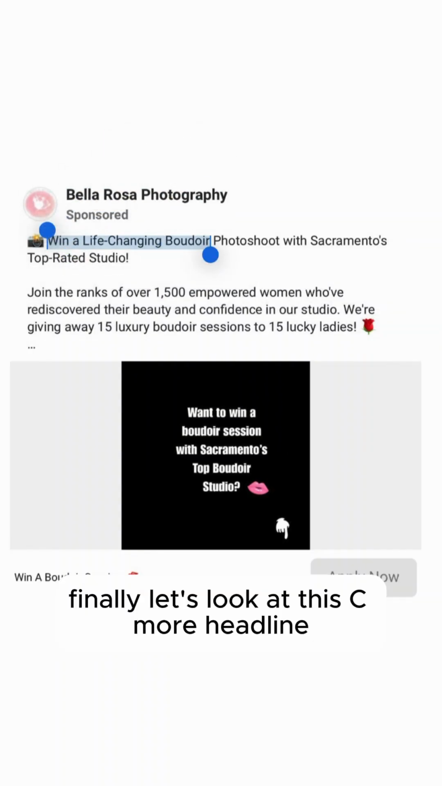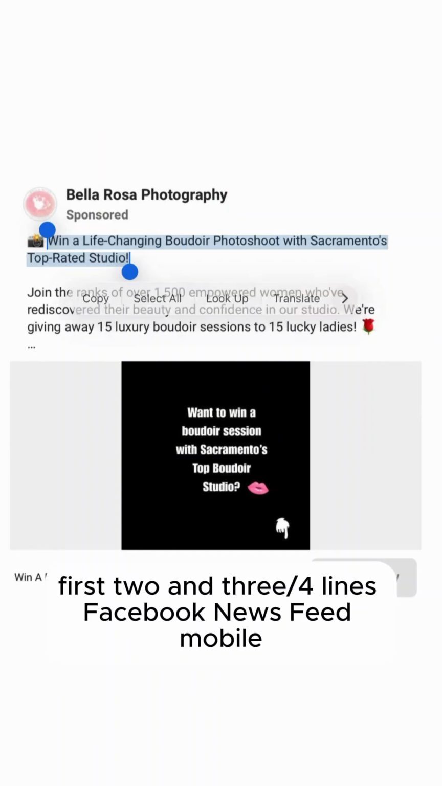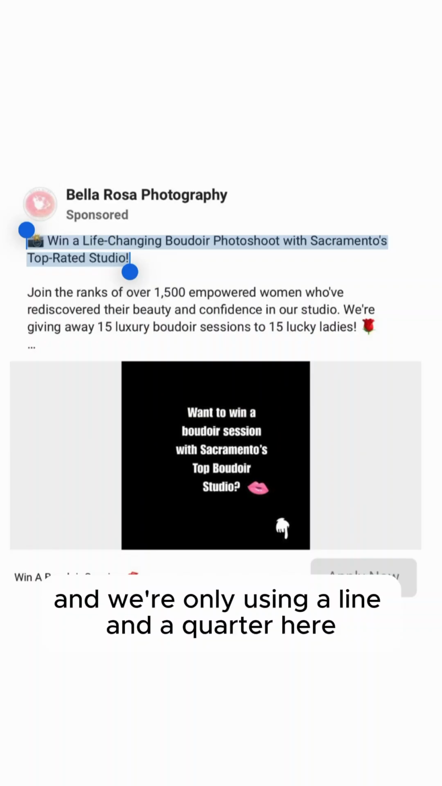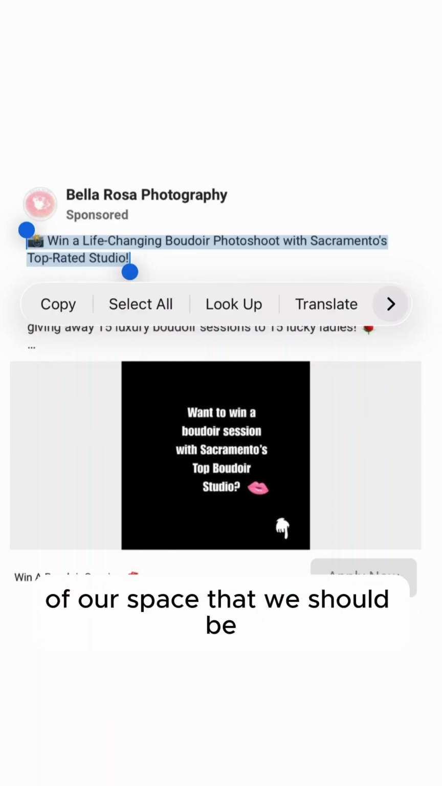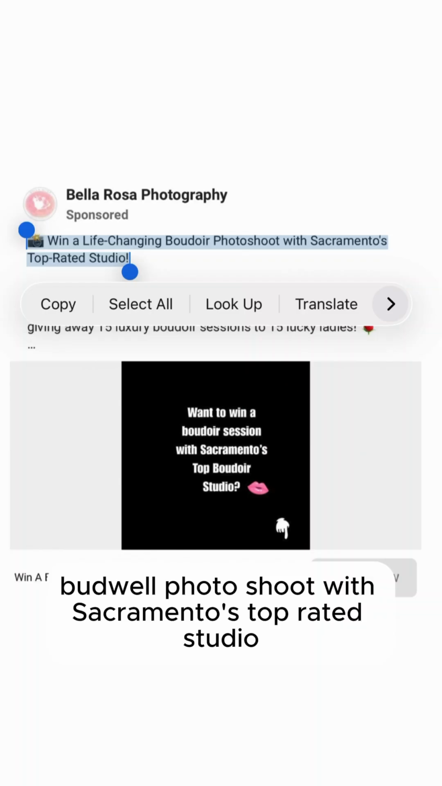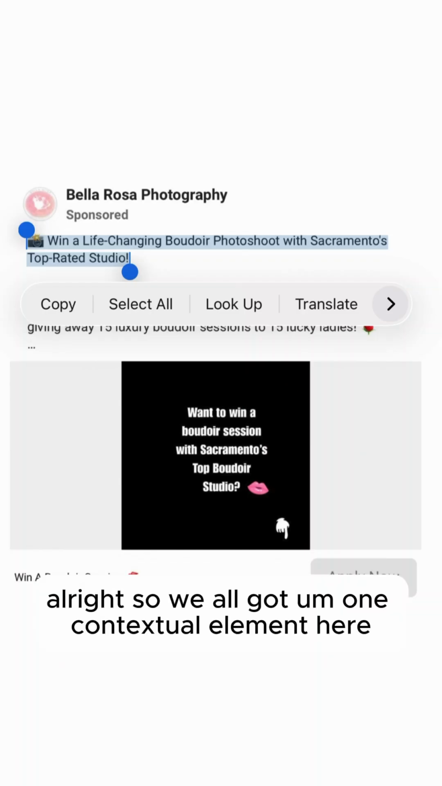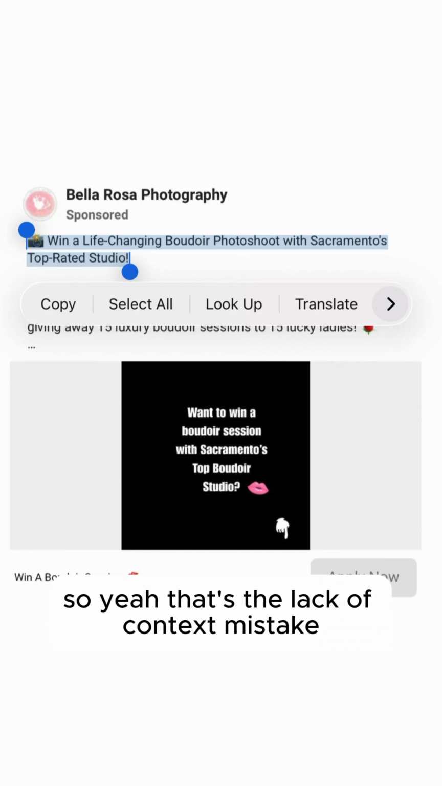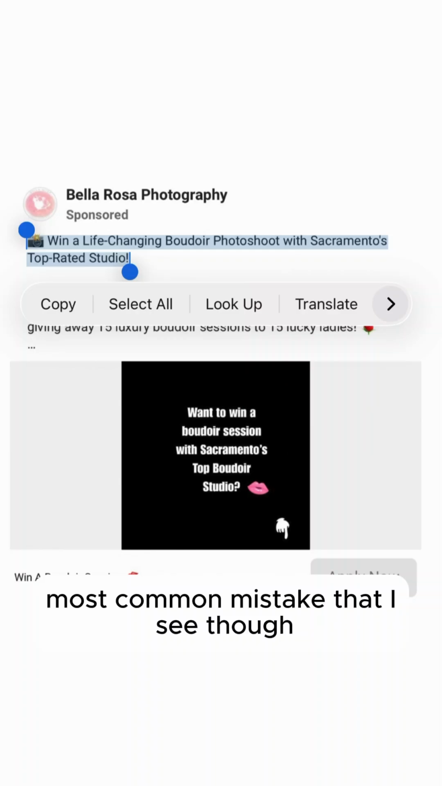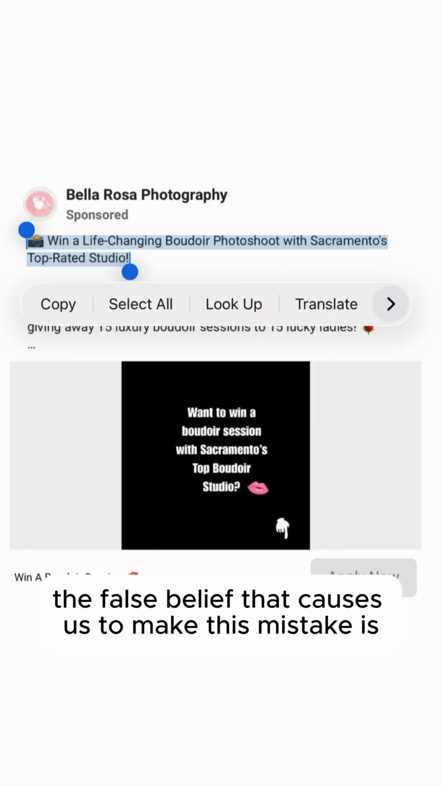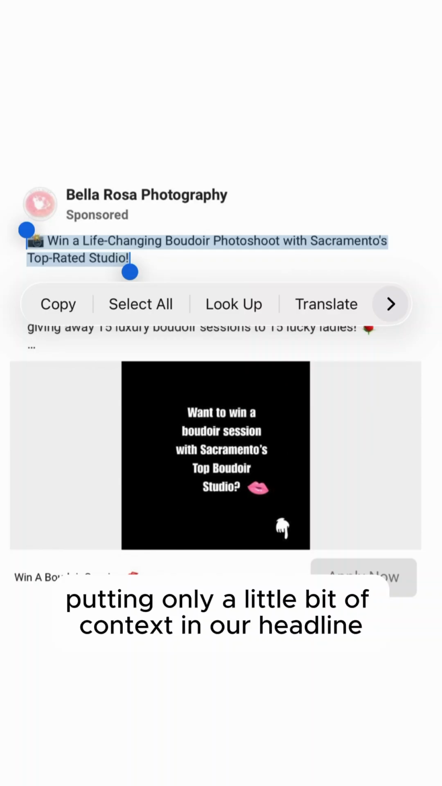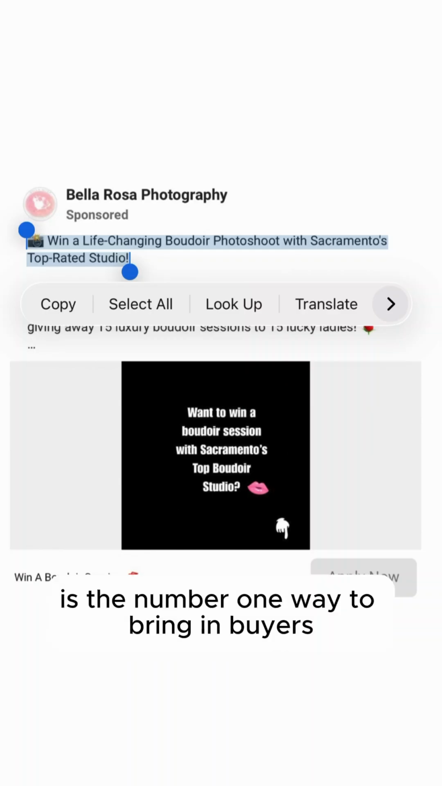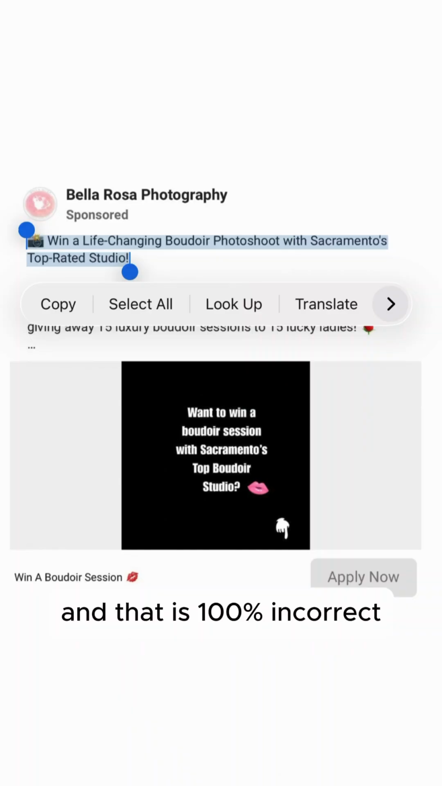Finally, let's look at this See More headline. First 2 3/4 lines, Facebook newsfeed mobile. And we're only using a line and a quarter here. So first mistake I'm already seeing, we're only using like half of our space that we should be. "A life-changing boudoir photo shoot with Sacramento's top-rated studio." All right, so we only got one contextual element here. So that's the lack of context mistake. Most common mistake that I see though. The false belief that caused us to make this mistake is we believe putting only a little bit of context in our headline is the number one way to bring in buyers. And that is 100% incorrect when dealing with Facebook ads.